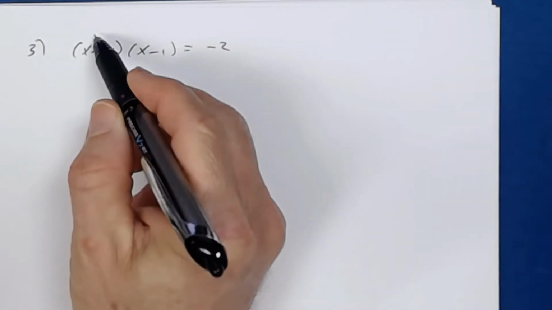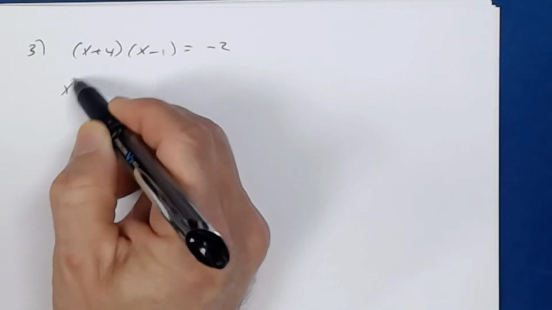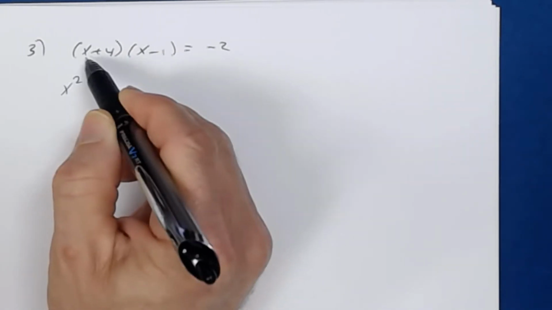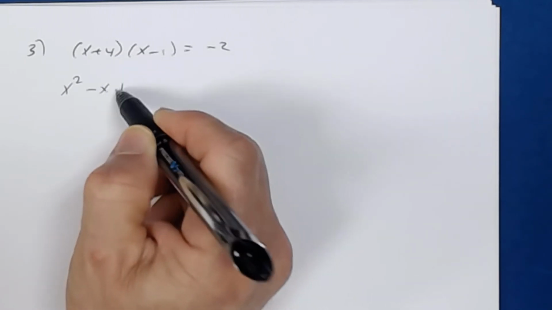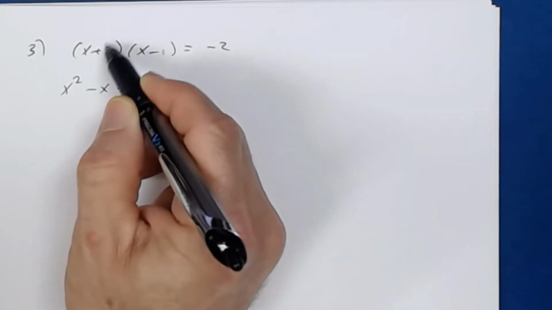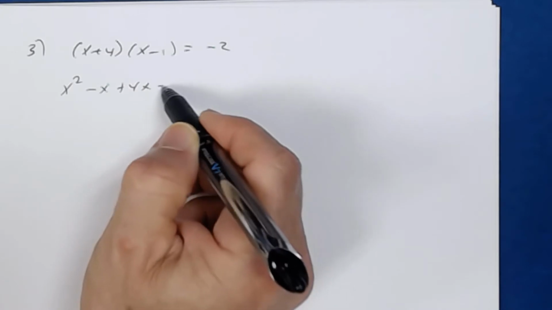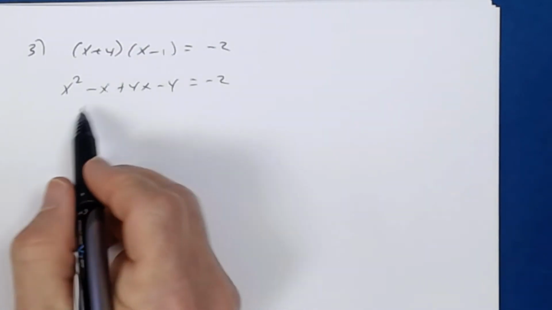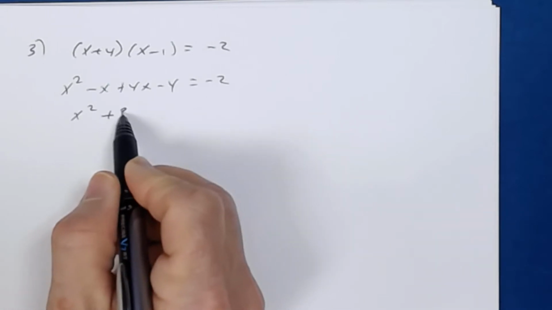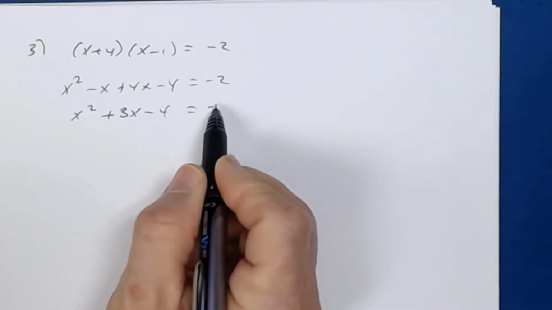Okay, let's do that. So x times x is x squared. The outer is a negative x, right? The inner is positive 4x, and the last, positive 4 times a negative 1, is a negative 4, equal to negative 2. Combining like terms over here, I get x squared plus 3x minus 4 equals negative 2.